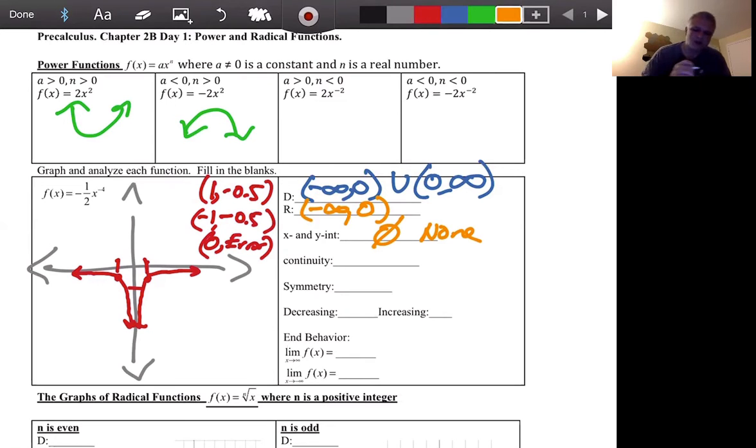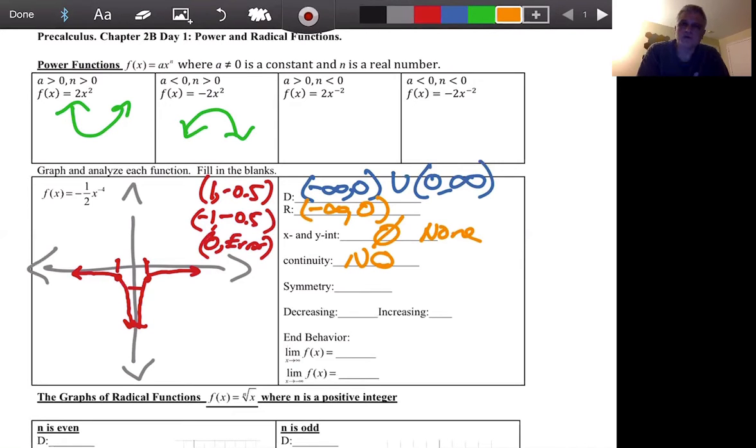Continuity. Once we start drawing this function left to right, can we keep going without picking our pencil up off the paper? Well, no, because there's a break here in the continuity. At 0, there's a split in your intervals. So now you have 2 different intervals. There is no continuity in your function.